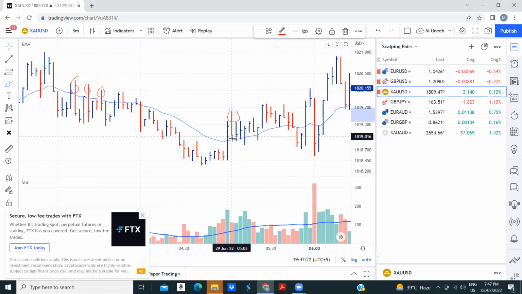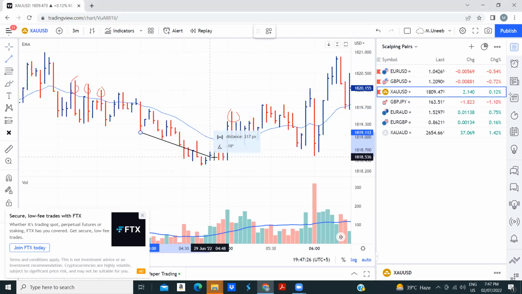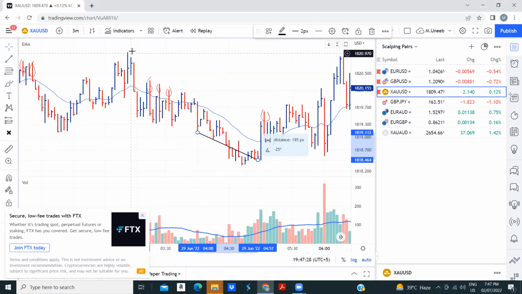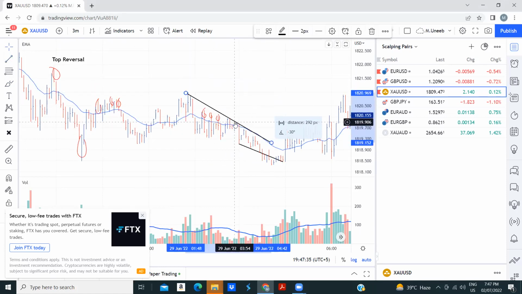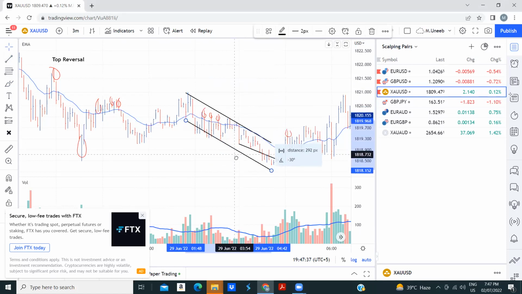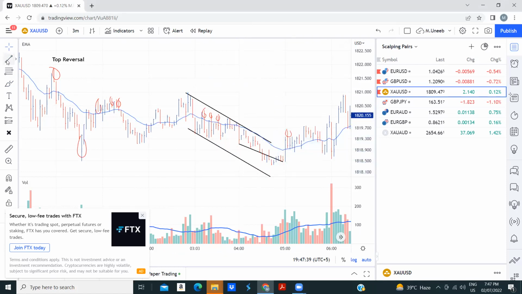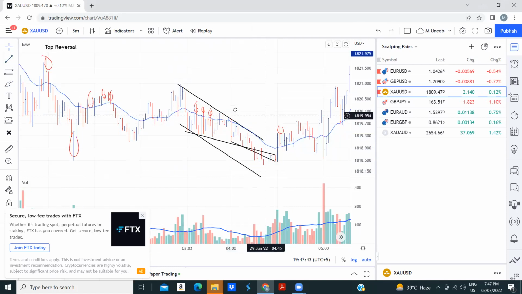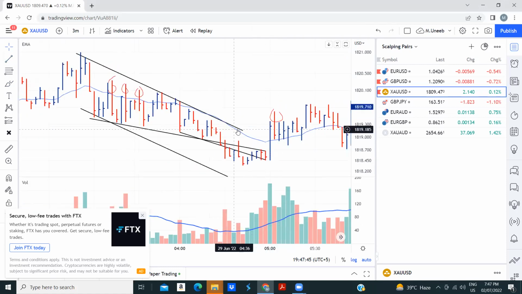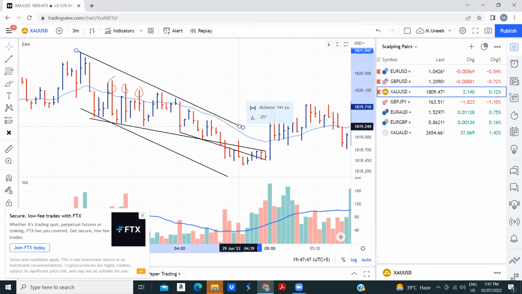Why will this top reversal fail? Because what do we have here? Shortening of the thrust. And you can see if you draw the channel here, from here, this one's the second one. And now if you draw this channel like this, we have shortening of the thrust. Am I right?